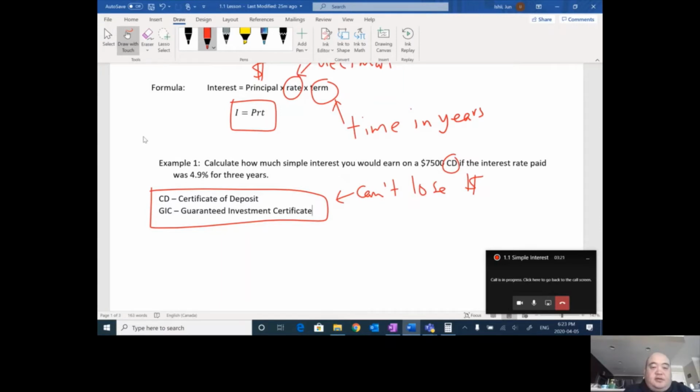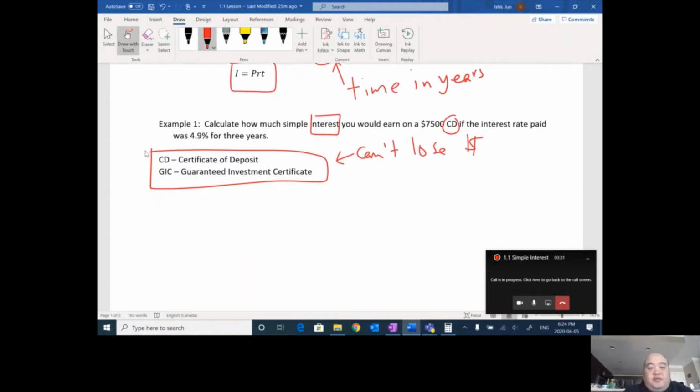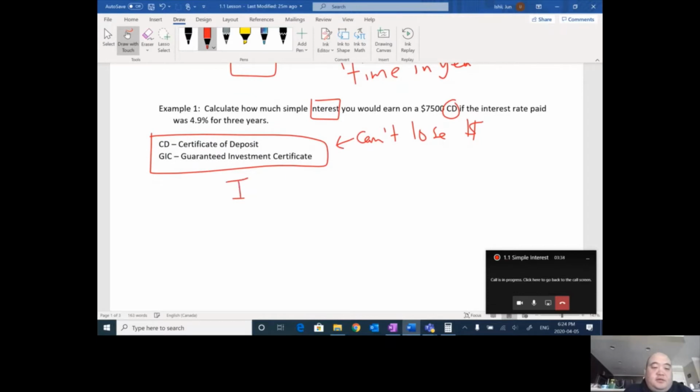We want to calculate the amount of simple interest for $7,500 at 4.9% for 3 years. Look at the formula, I equals PRT. We want to figure out the interest. The principal itself was $7,500. The rate is 4.9%, but I want to write it as a decimal, so 0.049, and it's for 3 years. The time is in years, so I'm going to plug a 3 in there.